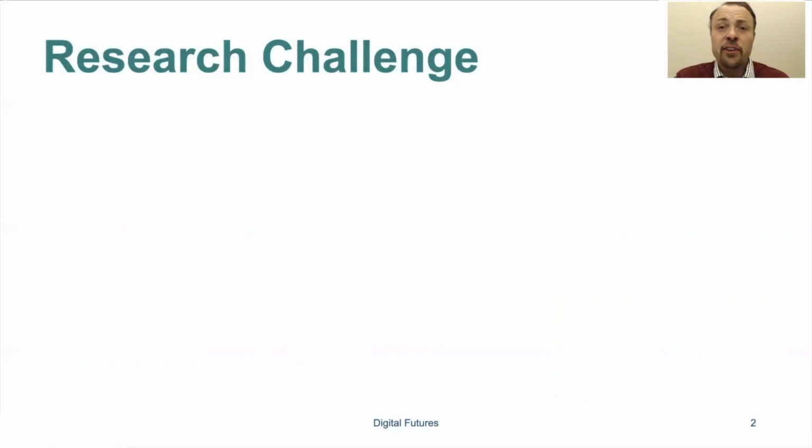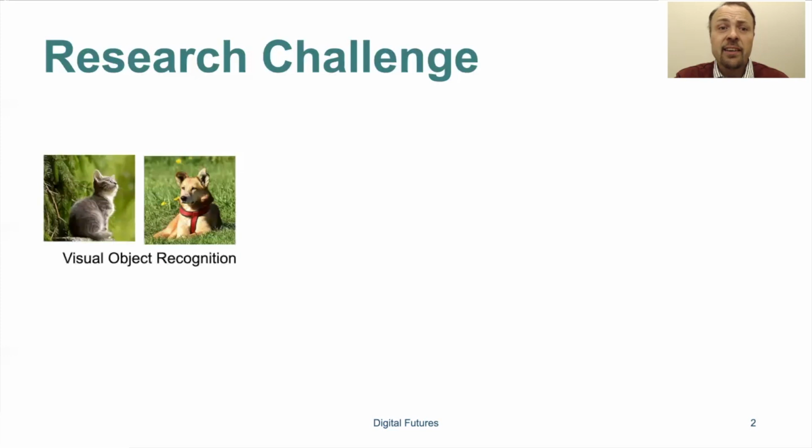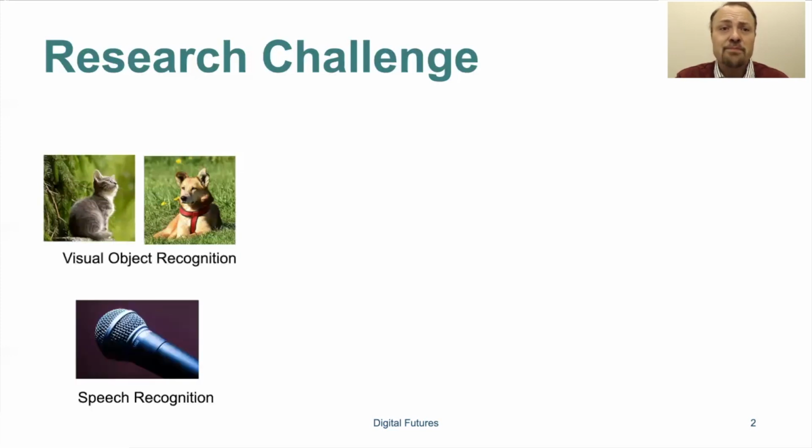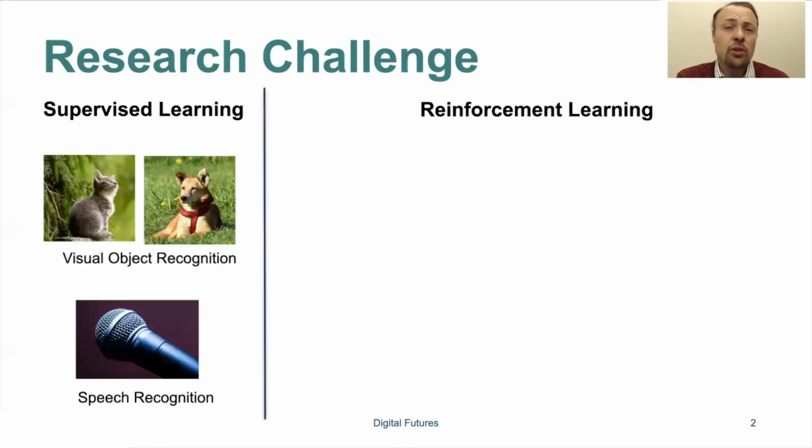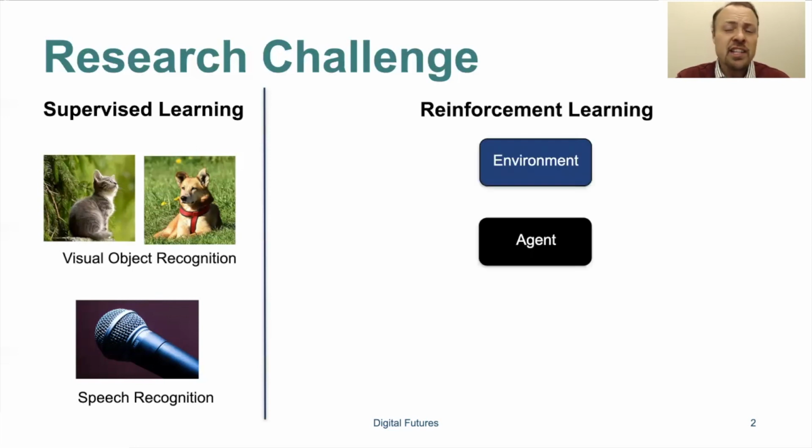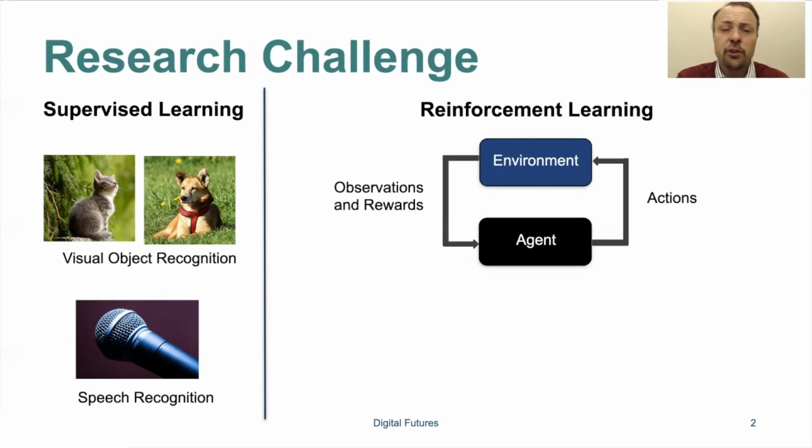Machine learning has been very successful in today's society, especially in areas such as visual object recognition or speech recognition. These are forms of supervised learning, and another area is what's called reinforcement learning, where you have an environment and an agent, and then the agent is performing different actions on the environment. In this way, you can observe and sample from the environment and get rewards so that you can improve the agent's performance to perform a certain task.